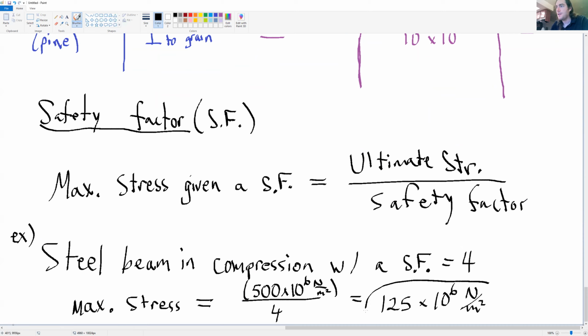So for safety reasons, we don't go all the way up to the ultimate strength. That just makes sense, because once you reach the ultimate strength, that's when you start to see deformation. So you insert this safety factor, and the safety factor divides the ultimate strength of the material, and what you're left with is the allowable stress. That's what they call it, the allowable stress given the safety factor.